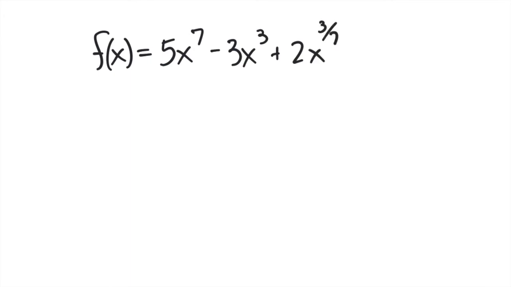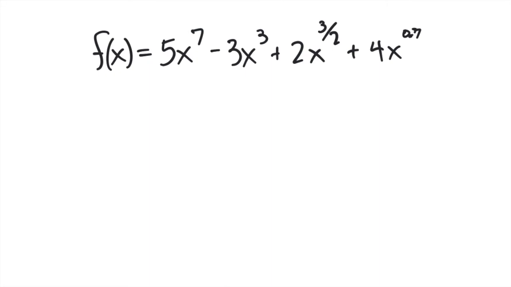So to give you a little bit of practice with this, and because I said this works even when you don't have whole number exponents, let's look at one more problem in here. So f of x equals 5x to the 7th minus 3x to the 3rd plus 2x to the 3 halves plus, I don't know, 4x to the 0.7 power. That's a little weird, but that's okay. You could write it as 7 over 10.